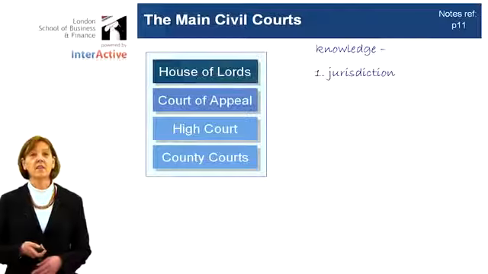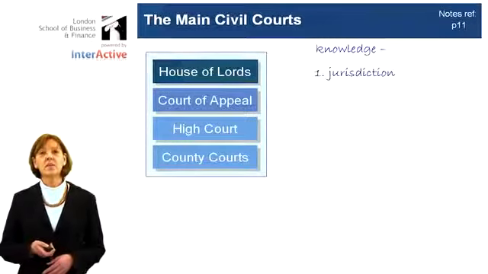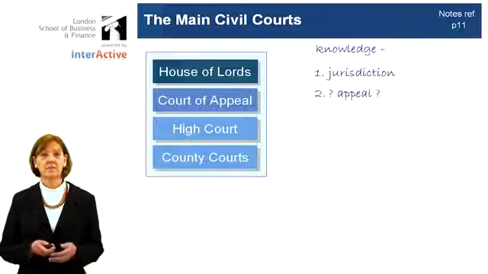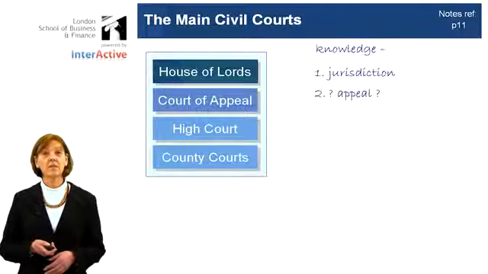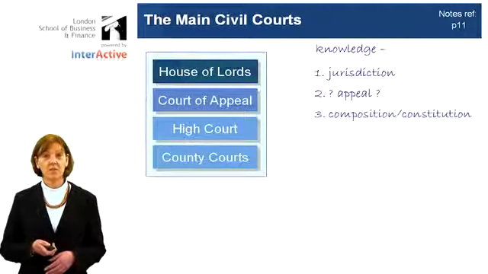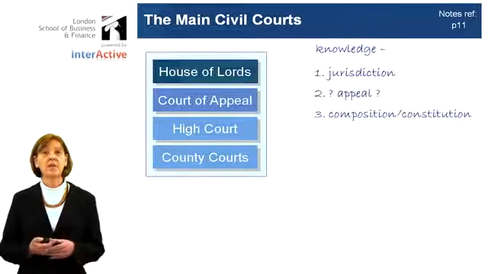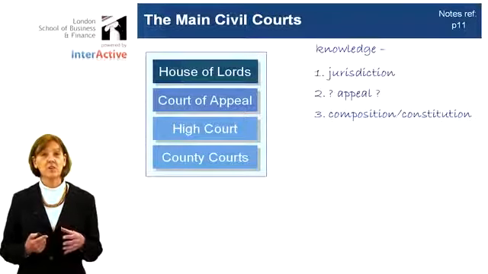The second thing that he could ask you about is the issue of appeal. Let's imagine that you've lost your case. Can you appeal to a higher court? And if so, where? And the third thing he might ask you is the constitution or composition of a particular court. By that, what the examiner means is if you went to a court, what type of judge would you find and how many of them deciding your case? So when we say composition or constitution, we really mean the personnel of the court.